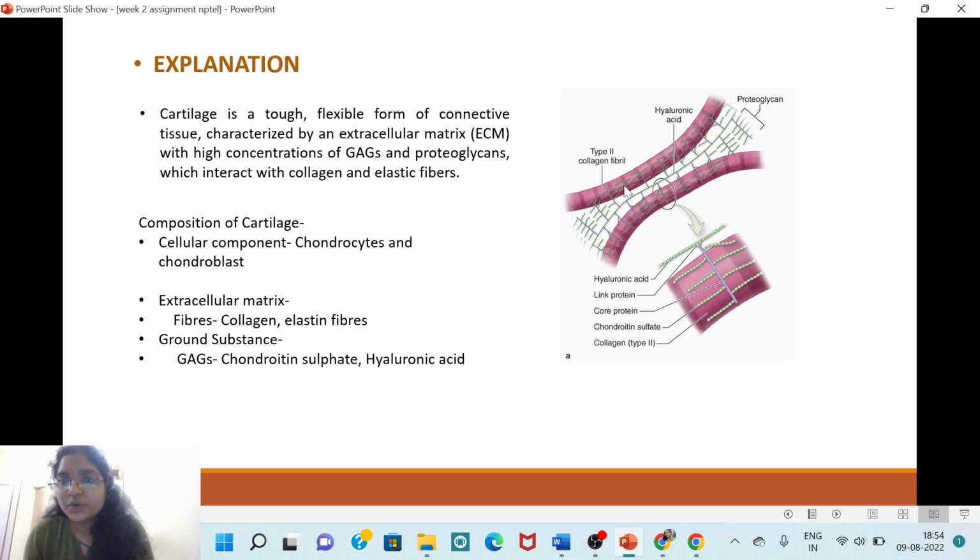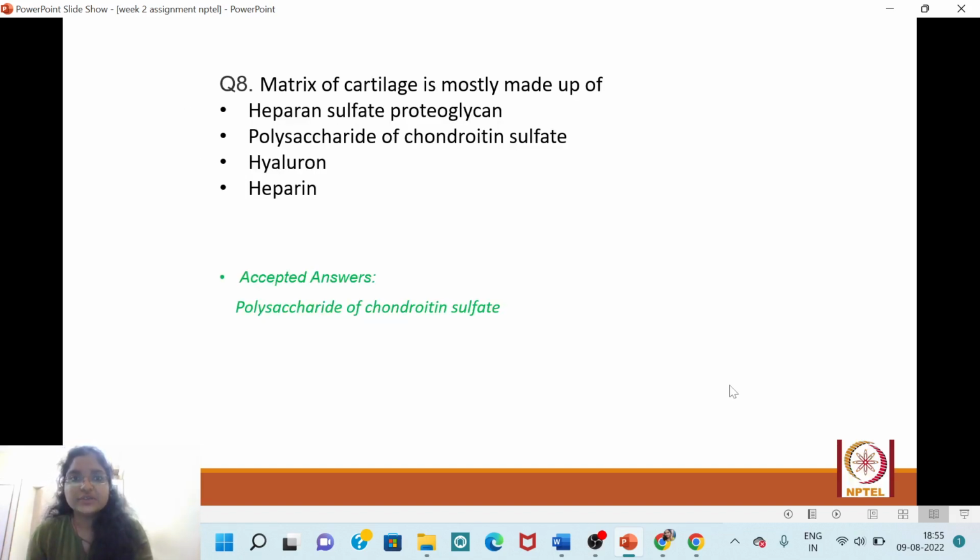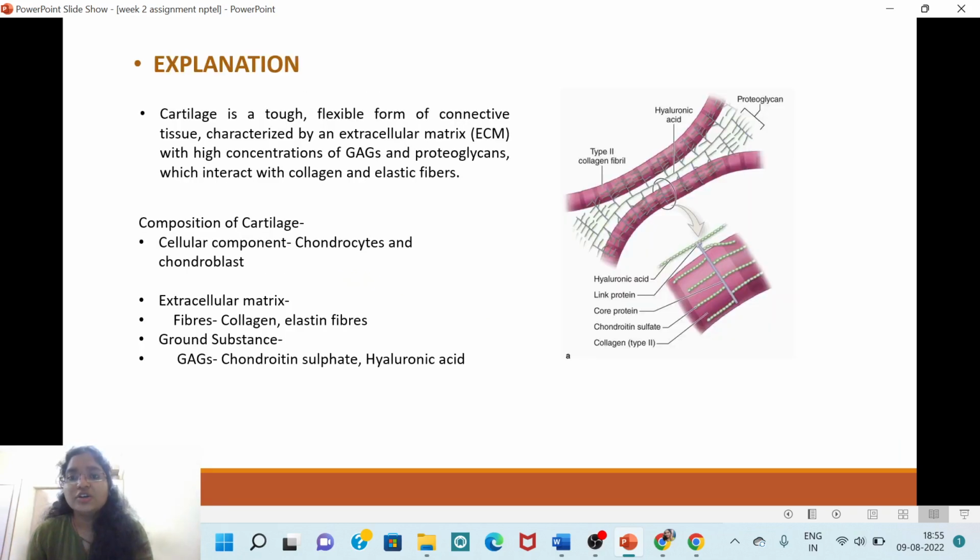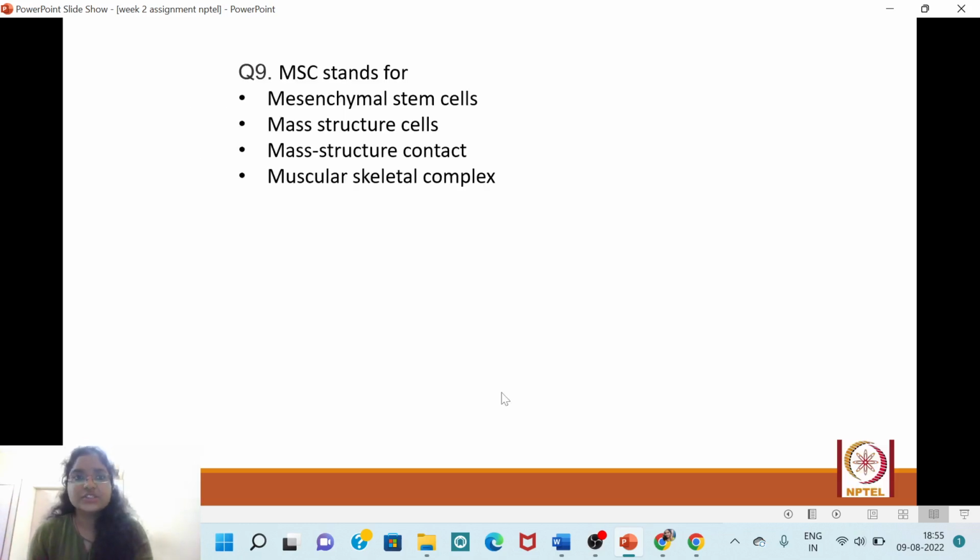The backbone has the proteoglycans, and if you see the structure of the proteoglycan in detail, you can see the backbone is made up of chondroitin sulfate, right? You can see the line here, this big line here. The most percentage of proteoglycan is chondroitin sulfate, and as the question was, the matrix of the cartilage is mostly made up of polysaccharide of chondroitin sulfate, and it also has hyaluronic acid in it, we can see here, and collagen and link and core proteins, right? We'll move on to the next question.